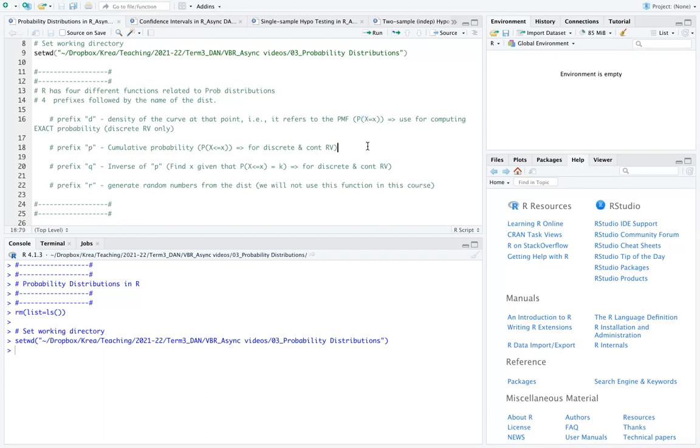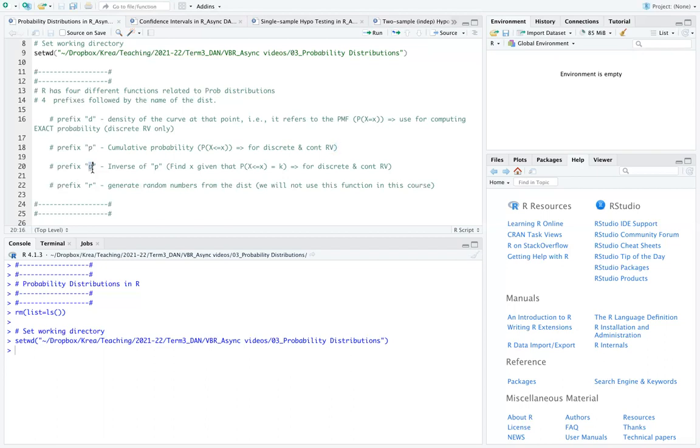The second prefix is the prefix P. P followed by the name of the distribution actually gives us the cumulative probability, or in other words, the probability of a random variable being lesser than or equal to some specific number. And this functionality, remember the CDF, cumulative distribution function, can be defined for both discrete and continuous variables. The same applies to this prefix also.